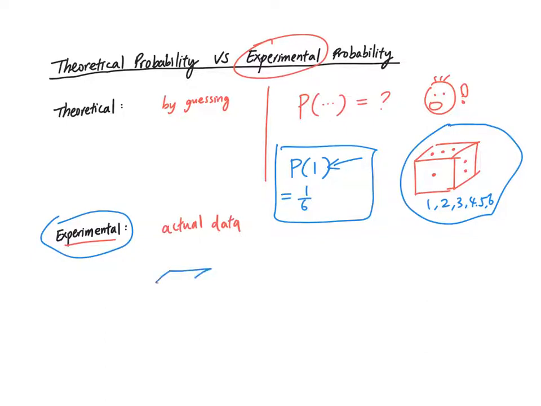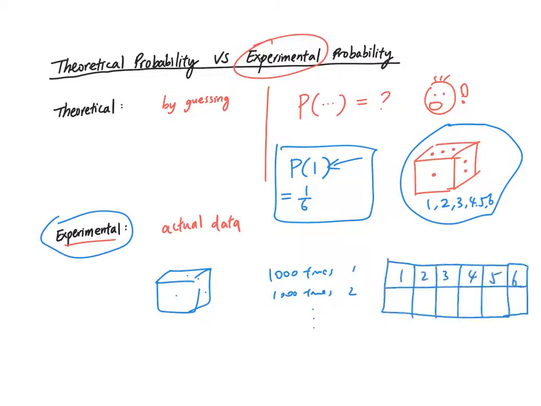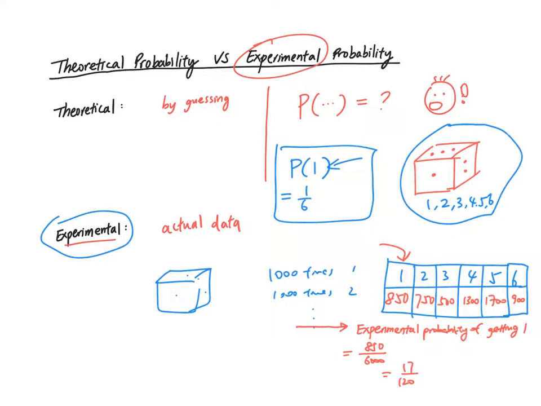For example, if we roll this die 6,000 times, will we get 1,000 times of 1, 1,000 times of 2, and so on? Maybe or maybe not. So we perform the experiment and see the actual value. For example, these are the actual results. So we calculate the experimental probability of getting 1, not 1 over 6, but following the results, 850 over 6,000, which is 17 over 120. So you will see that the theoretical probability may not be the same as the experimental probability.